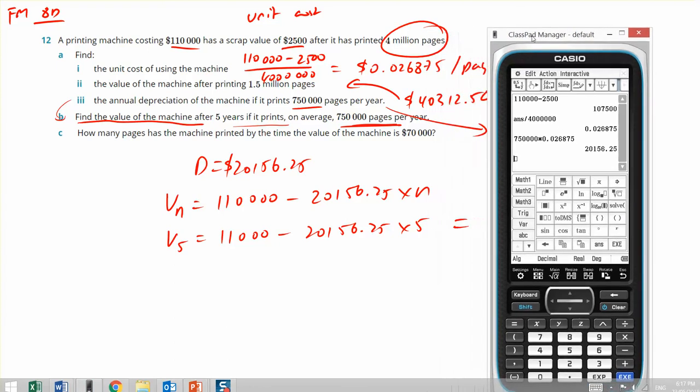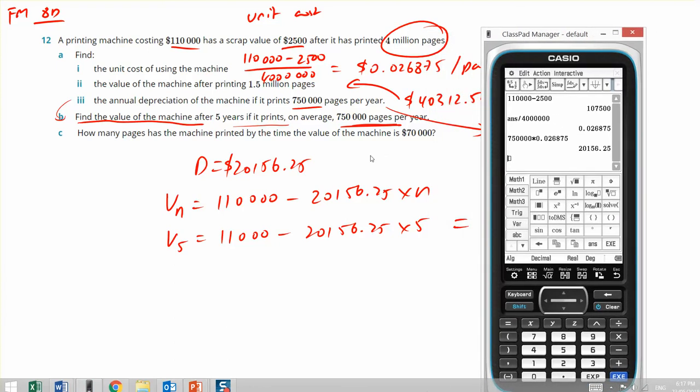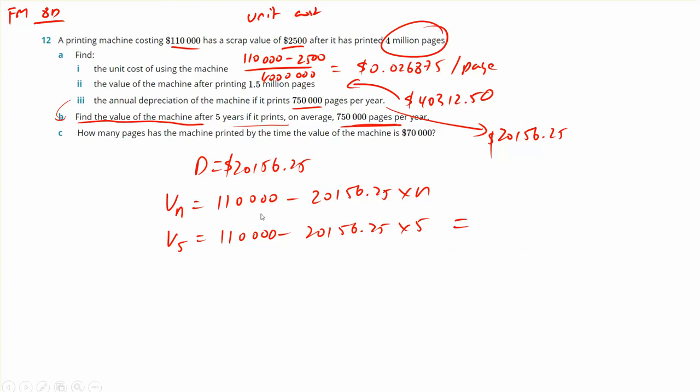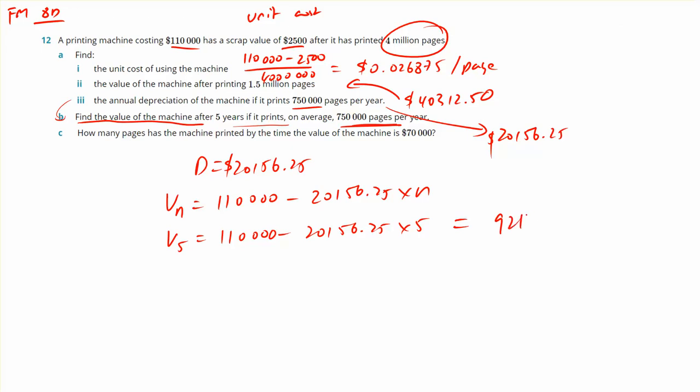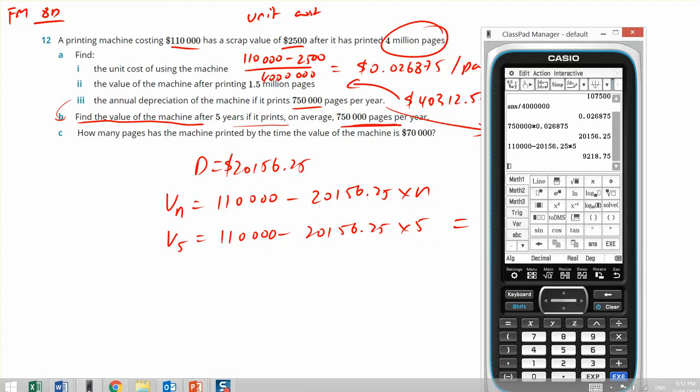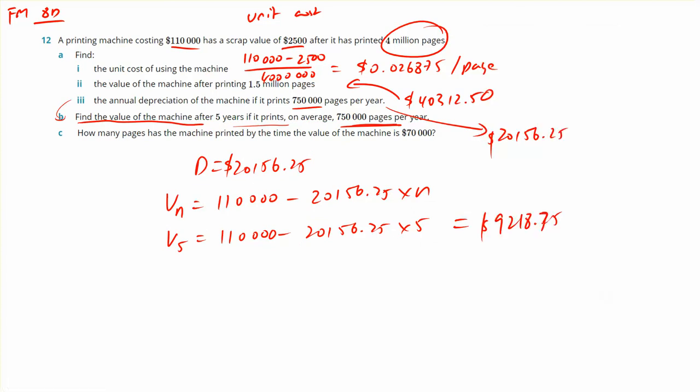I think I'm missing a 0 here. Just make sure. So 110000 minus 20156.25 times 5 gives 9218.75. Okay, that's right. It's always good to double check, sometimes you make mistakes. So after 5 years, the printer's worth that much.